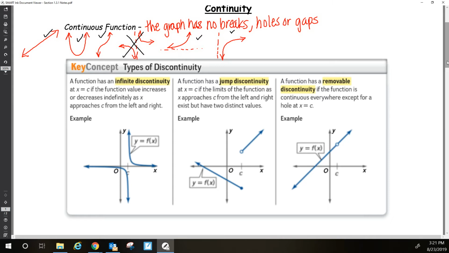The second type, like we saw in piecewise functions, are called jump discontinuities. I'm going to draw my graph, I'm going to stop, I'm going to jump and draw another piece of the graph.